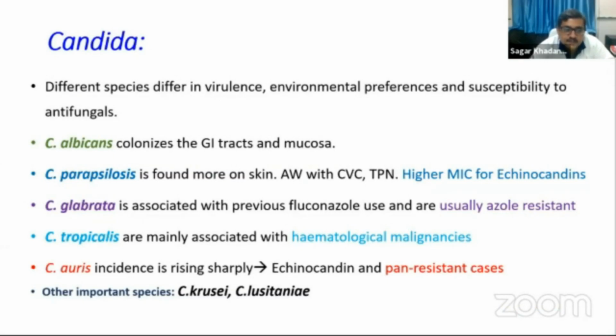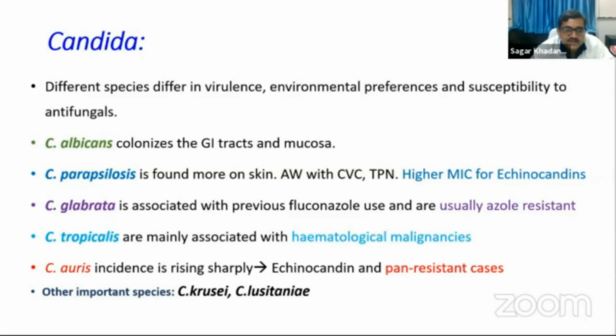Coming to Candida, candidemia, different species differ in virulence, environmental preference, and susceptibility to antifungals. In my first couple of minutes I was talking to you, you have to suspect. To identify a systemic or opportunistic infection, you have to have a keen eye, a keen mind, and every sense giving you an impulse that some fungal infection might be there in your patient. Unless you suspect on sound scientific evidence, you cannot diagnose, because most of the time these organisms are difficult to grow, and when they grow, you do not know whether they are pathogenic or non-pathogenic.